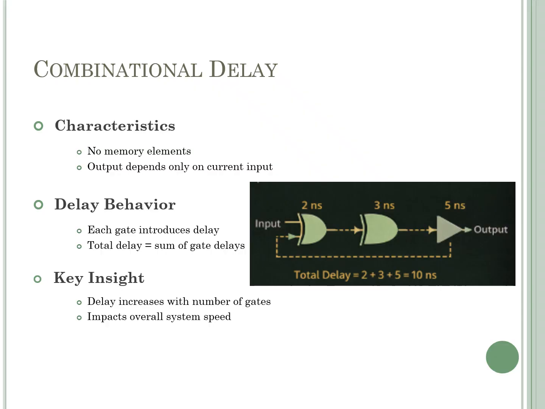Delay behavior. This is very important. Now comes the most important part, delay behavior. Each gate introduces delay. Every logic gate takes some time to produce output. This delay is the propagation delay of that gate. Multiple gates equal more delay. In real circuits, data does not pass through just one gate. It passes through multiple gates. So delays get added. Total combinational delay is the sum of delays of all gates in the path.